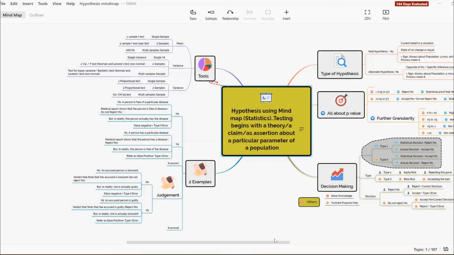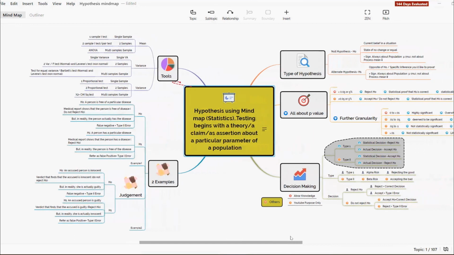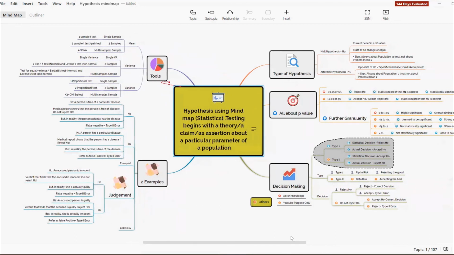I hope you find this very useful. I collected this particular note from various books. One is Business Statistics by Sanjeev Jaggi, and another one is Statistics for Managers Using Microsoft Excel, 8th edition and 10th edition, Pearson version.